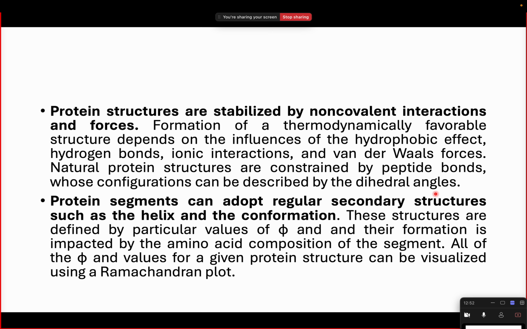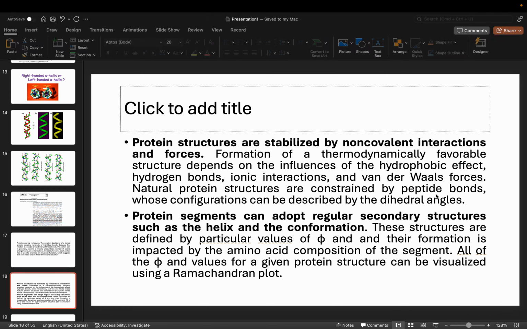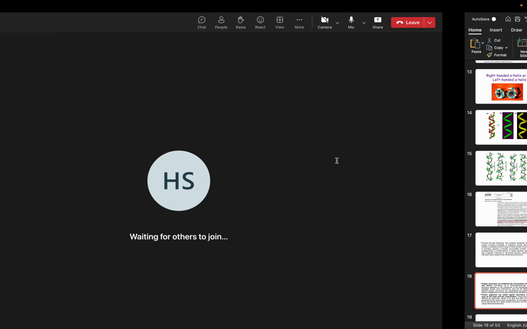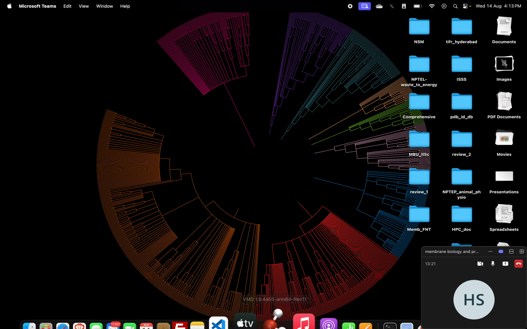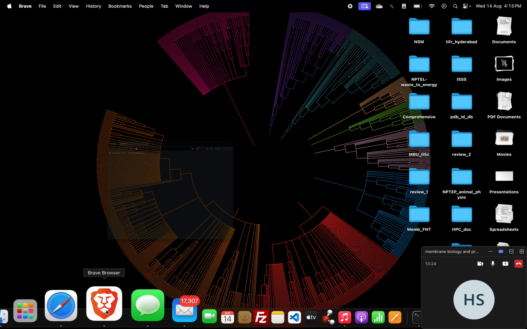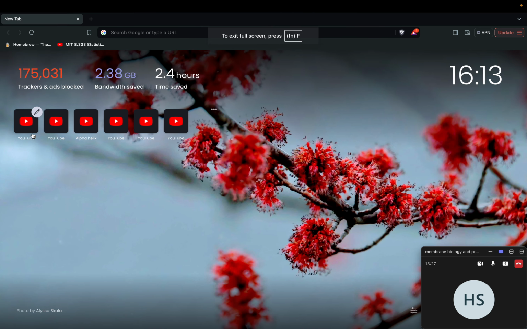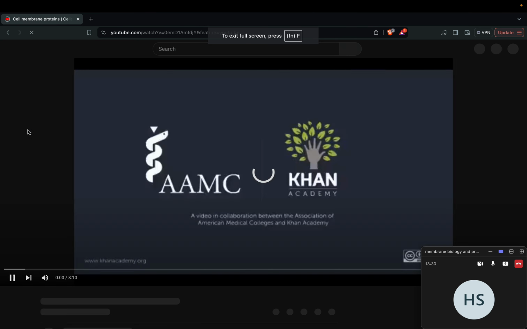Protein segments can adopt regular secondary structures such as the helix and the sheet conformation. These structures are defined by particular values of phi and psi, and their formation is impacted by the amino acid composition of the segment. All of the phi and psi values for a given protein structure can be visualized using a Ramachandran plot. I guess I forgot to put the Ramachandran plot here, so just give me 2 minutes. Maybe I can quickly come up with the Ramachandran plot, and it will help us understand this.